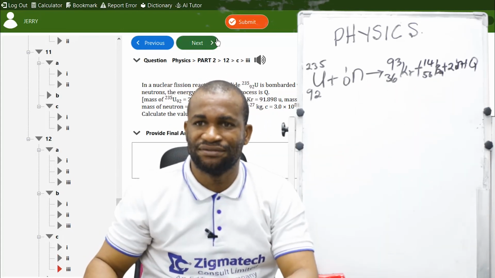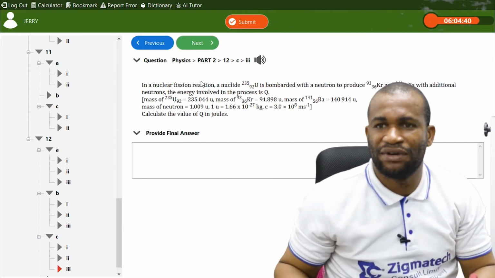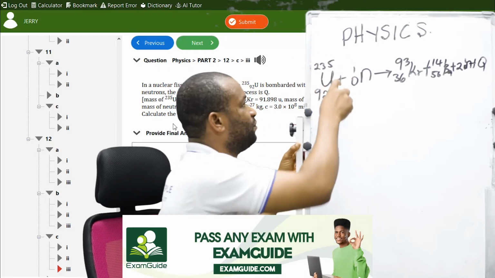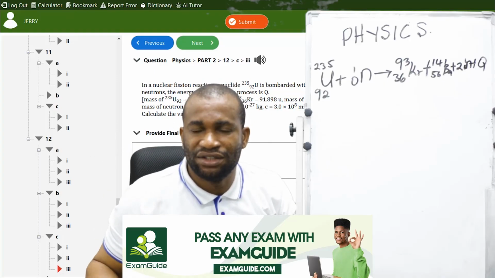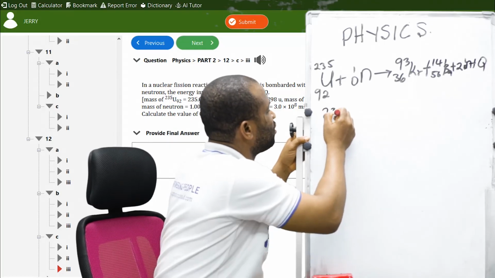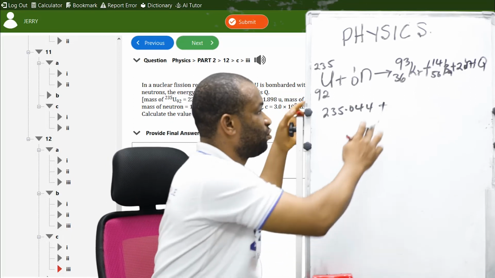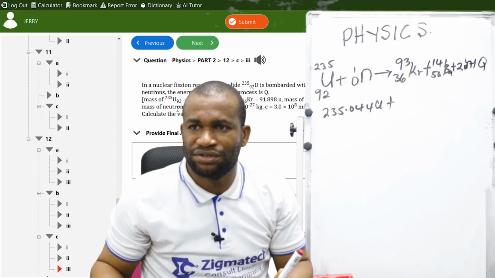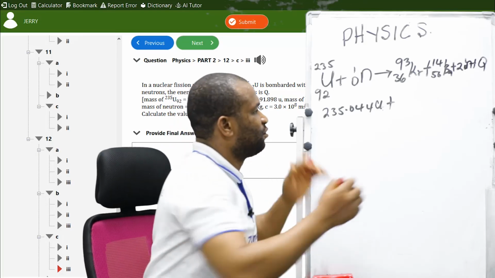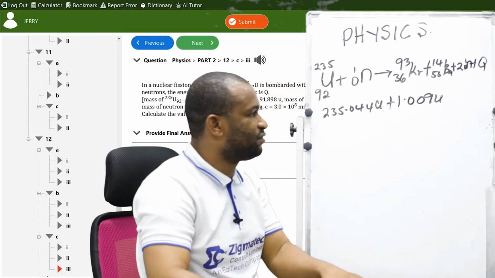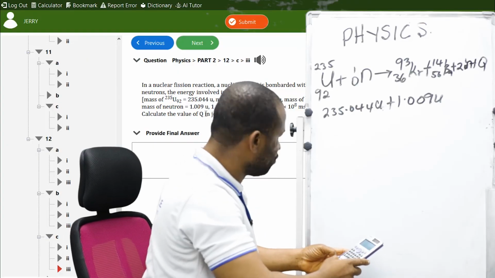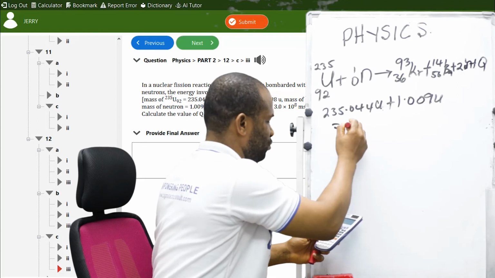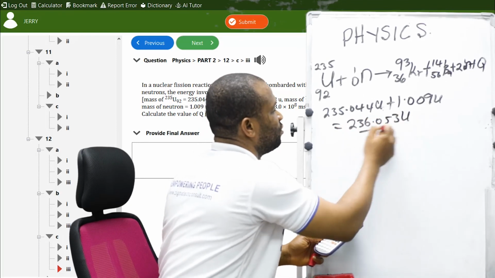All right, let's go to the next one, which is to calculate the value of Q. From here we answer that question. The values were given, so let's find the total mass on the left-hand side of the equation. That is 235.044 plus the mass of the neutron, which is 1.009 U. We add the two of them, and this is going to be 236.053 U. So this is the total mass on this side.